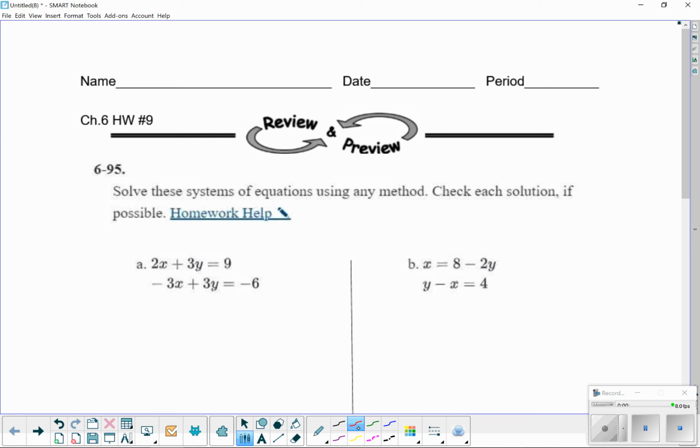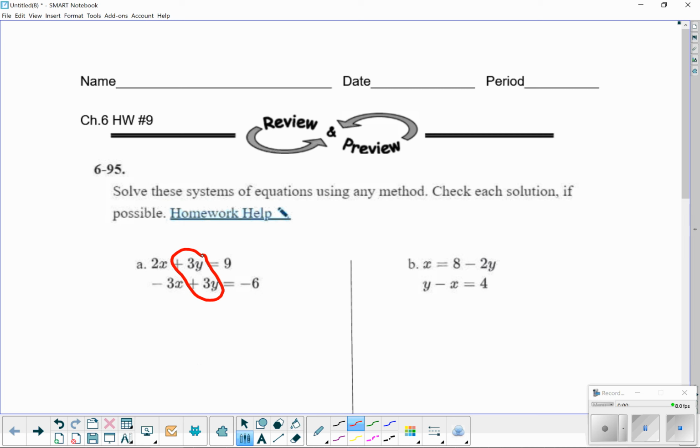All right, folks, let's get this done. Number 95. Solve these systems of equations using any method. So if you're looking at what I'm looking at, you can see that these three y's are almost the same, except they're just the same symbol.